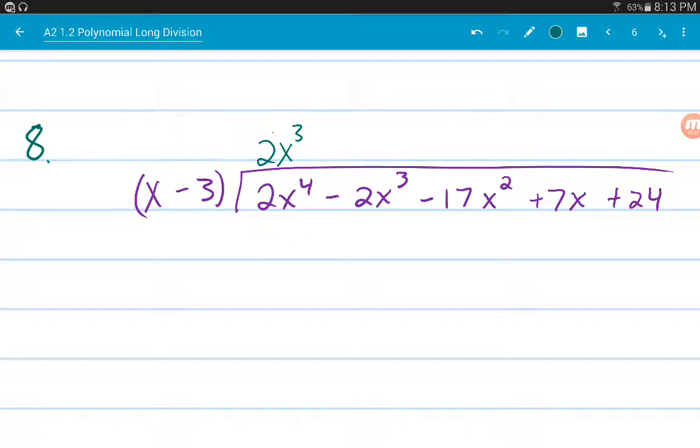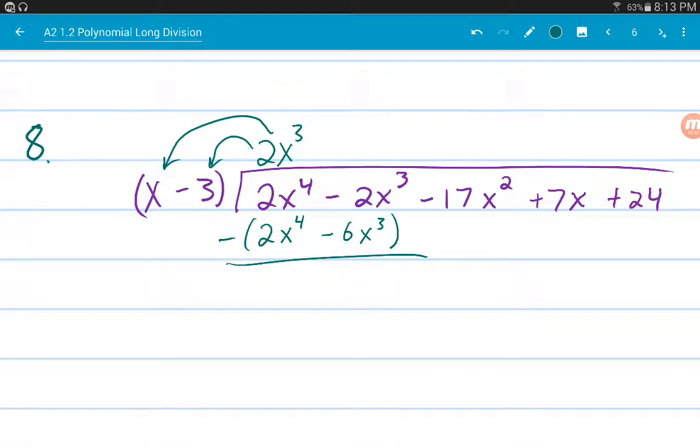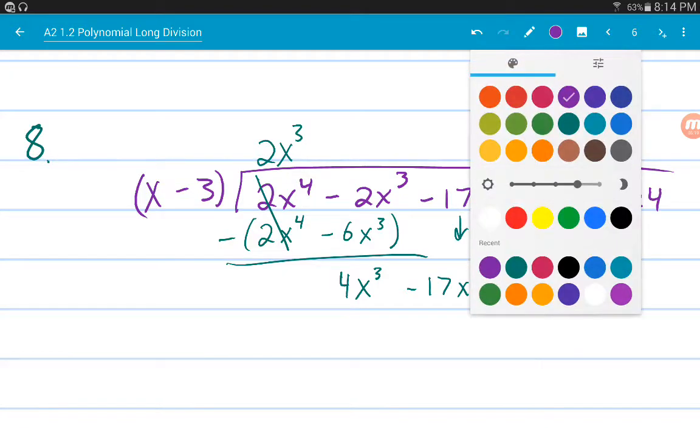So let's see. 2x cubed times x is 2x to the fourth. And 2x cubed times negative 3 is going to be negative 6x cubed. Parentheses and subtract. Now I'm going to speed it up a little bit just because this is a long question. If you have any issues with this, you can always back up and watch it again, or you can slow down the playback speed. These cross out. That's how we know that our last move was correct. Minus a minus is the same thing as plus. So negative 2 plus 6 is going to be 4x cubed. I'm going to bring down the next term, negative 17x squared, and then we start the process over again.